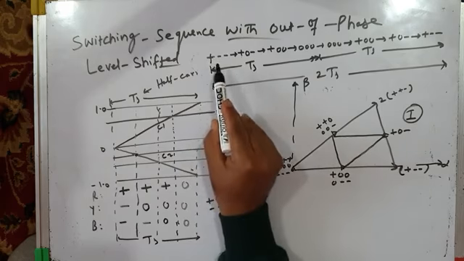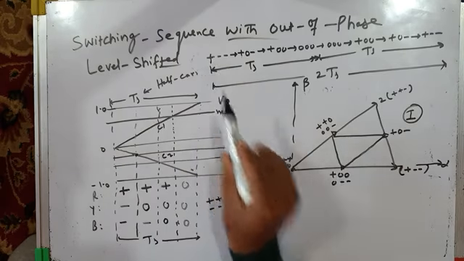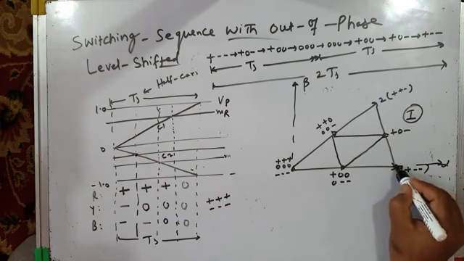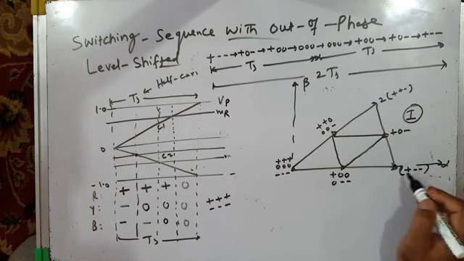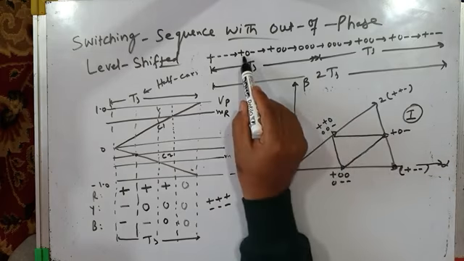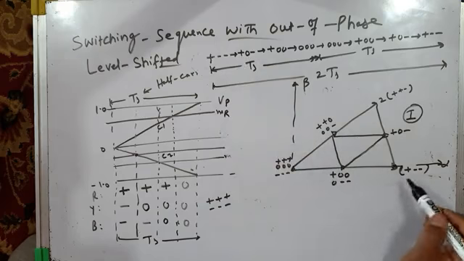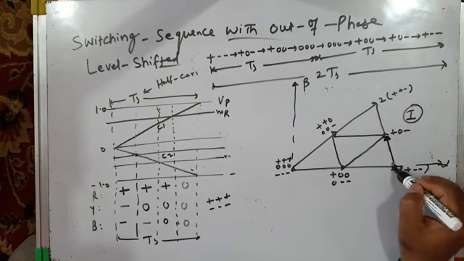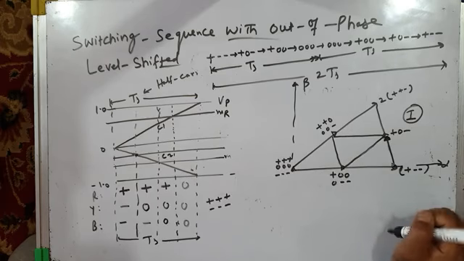My first switching sequence in a subcycle is plus minus minus. Where is plus minus minus? Plus minus minus is here. So what will my controller do? It will apply this voltage vector plus minus minus for time interval, say t1. Then it will apply plus 0 minus. Where is plus 0 minus? So it will then apply this voltage vector. So it will jump from this to this for time interval t2.